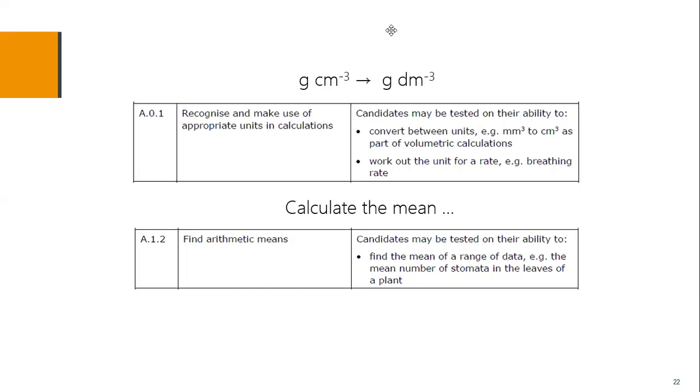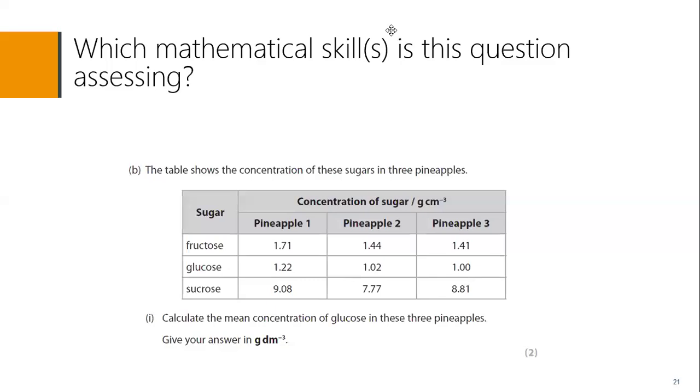Finding the mean is standard. They need to add them together and divide by the number. If they have read the question properly, they will have noticed that the concentrations are given in grams per centimetre cubed, and they are asked to give the answer in grams per decimetre cubed. It's in bold to help them make sure they don't miss it.